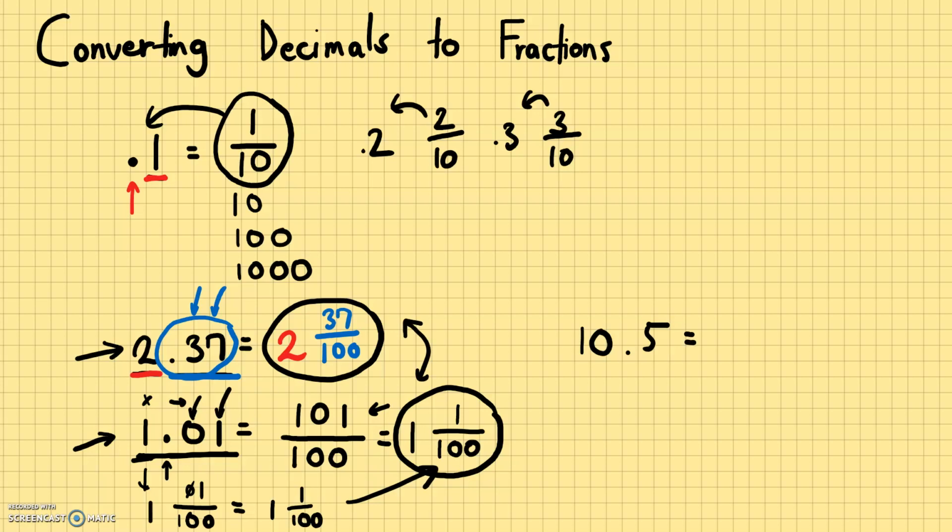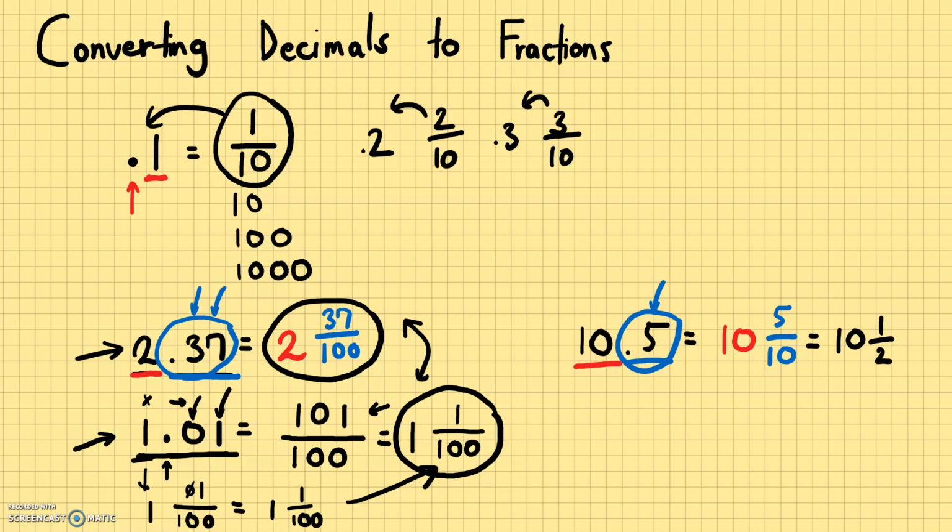Okay, so let's try this one, 10.5. Let's use both methods. So the first method was separating into the whole number and the decimal, like this. So the whole number part is just 10. The decimal part is 0.5. So 5 is the numerator, and then we have a 1 followed by 1 zero because there's only one number after the decimal point. Okay, so that would be our answer, except you can reduce this. So we'll get 10 and 1/2.